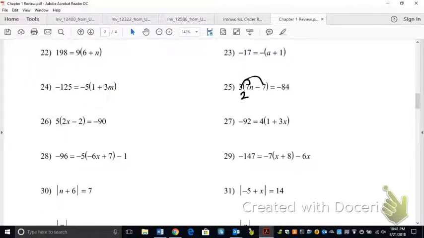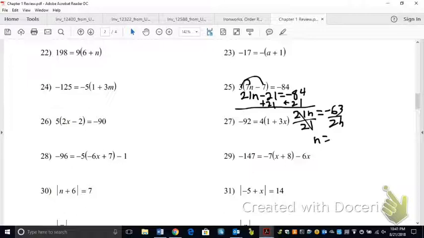So 3 times 7n is 21n. 3 times negative 7 is negative 21. So now what we're going to do is add 21 to both sides, and we get 21n equals negative 63. When I divide both sides by 21, I get n equals negative 3. Okay. So if I do it the other way, if it's the same, I should end up with n equals negative 3.